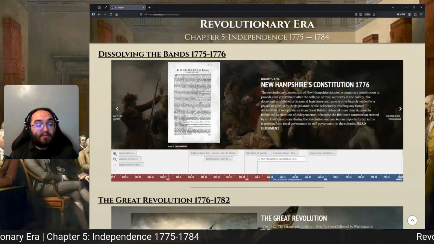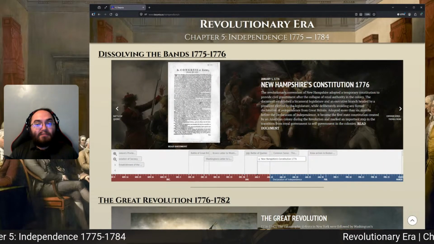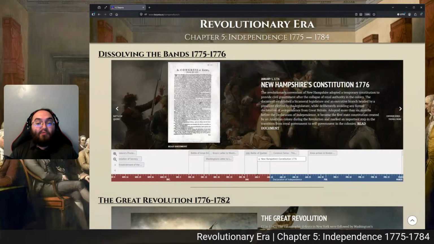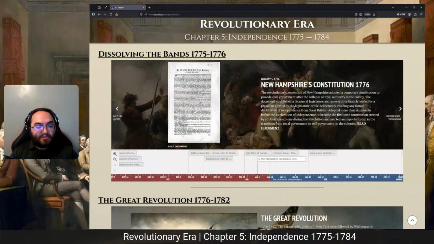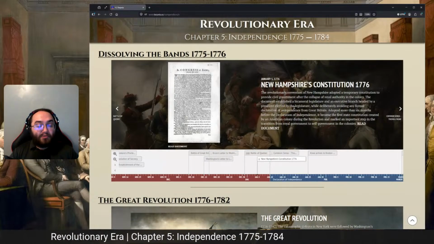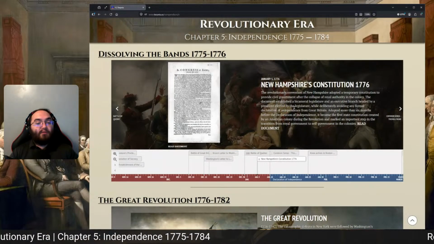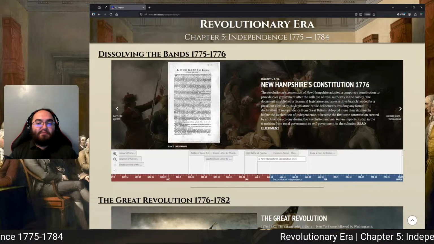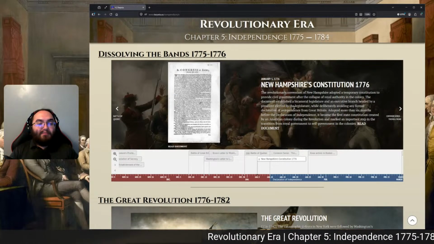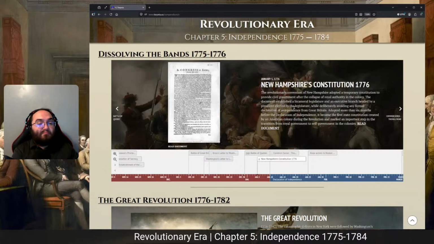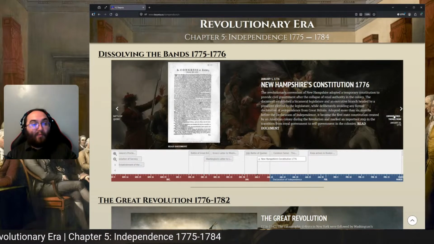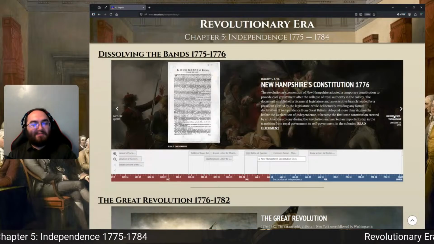At this time, the colonies, not yet states, are going to be creating their own constitutions. And so this is the very first constitution made by a colony, which is New Hampshire's Constitution of 1776, and it's being passed before independence is declared. So we're now on our way to independence.